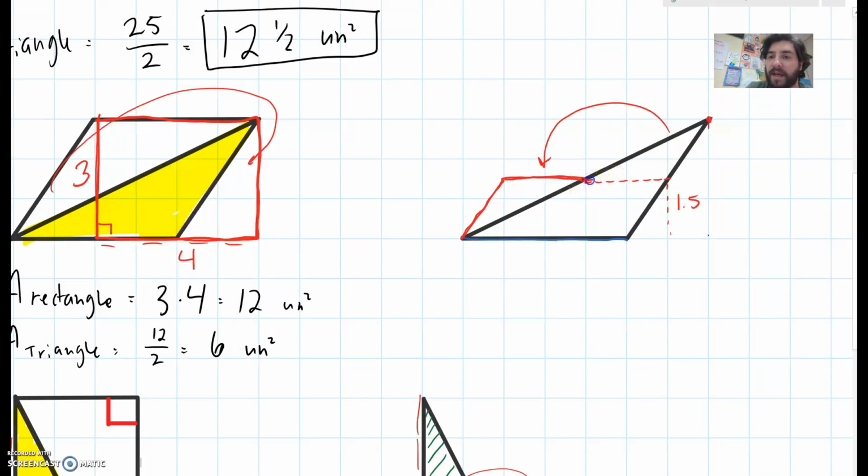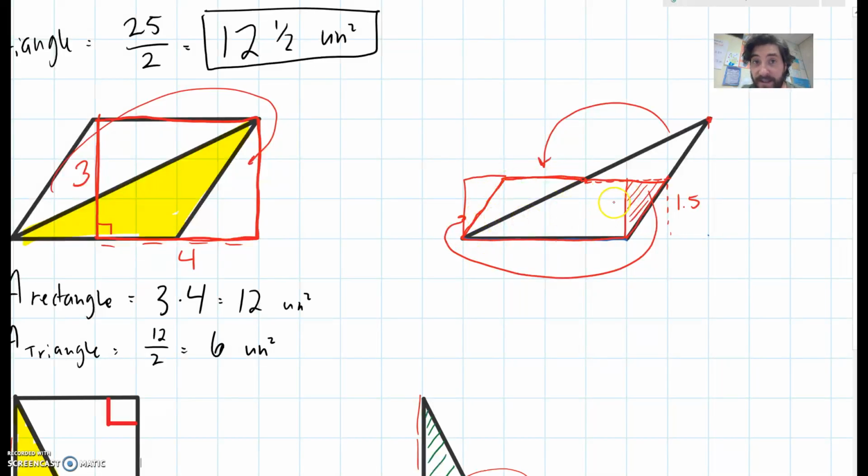So how do we turn a parallelogram into a rectangle? Well, we can cut this part off and move it over here. And we're going to have that. It's not the nicest. That's why I saved this for last. It's not the nicest shape to work with. But hopefully you get the sense of it.